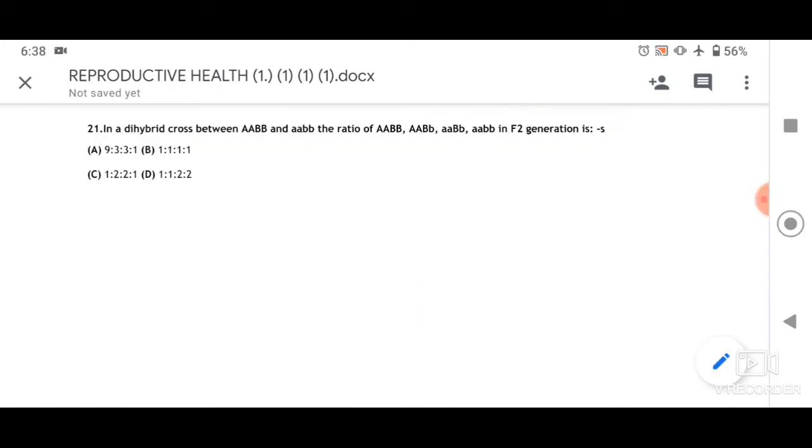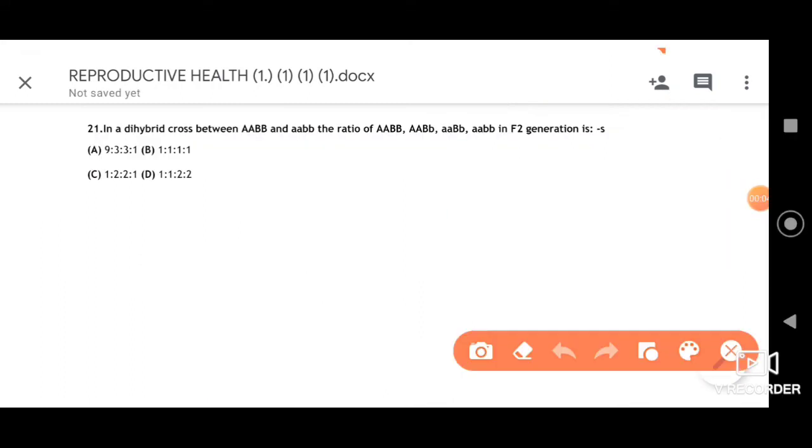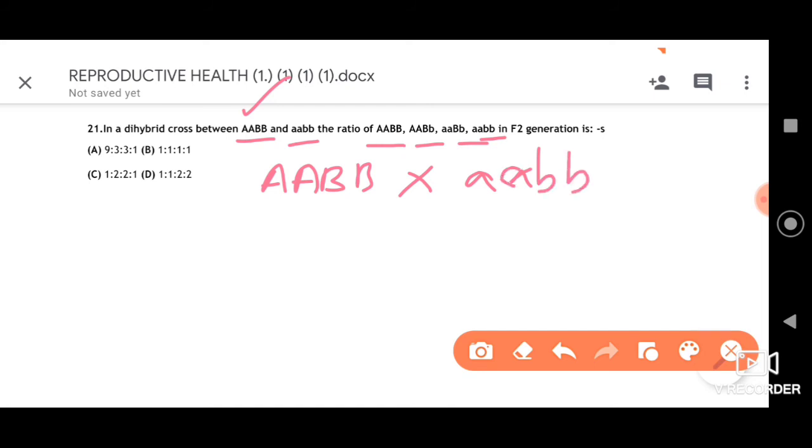Next question: in a dihybrid cross between capital A, capital A, capital B, capital B and small a, small a, small b, small b, the ratio of AA BB, AA Bb, aa Bb and aa bb in F2 generation is the question. So we need to identify the ratio here. It is a dihybrid cross, dear friends. We already know the parents would be capital A, capital B, which have been mentioned here. One is homozygous dominant, and one more is homozygous recessive.